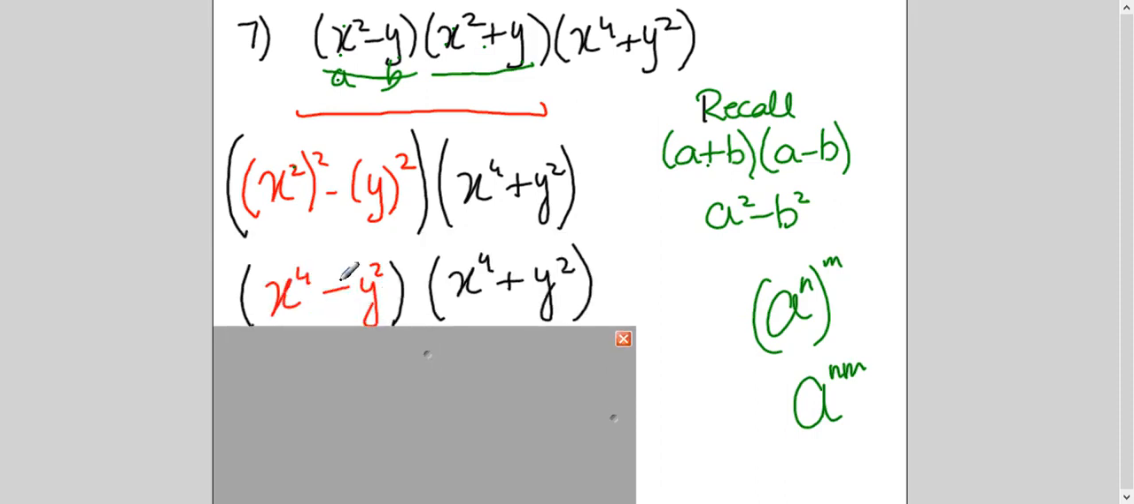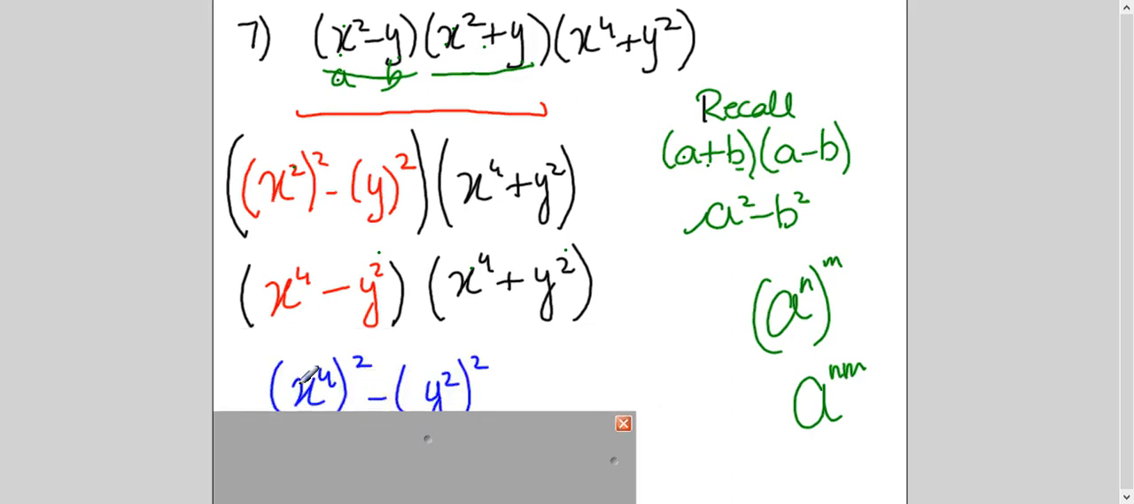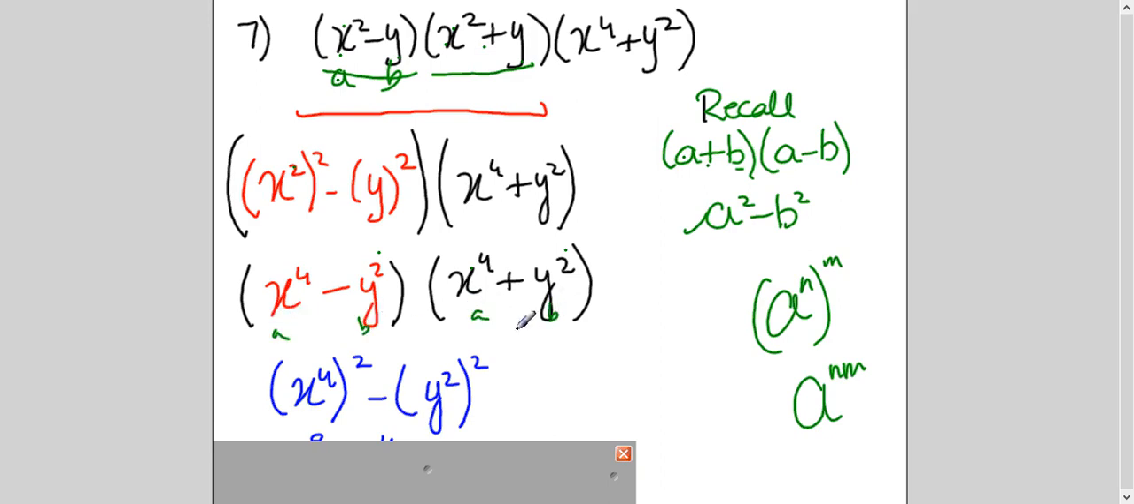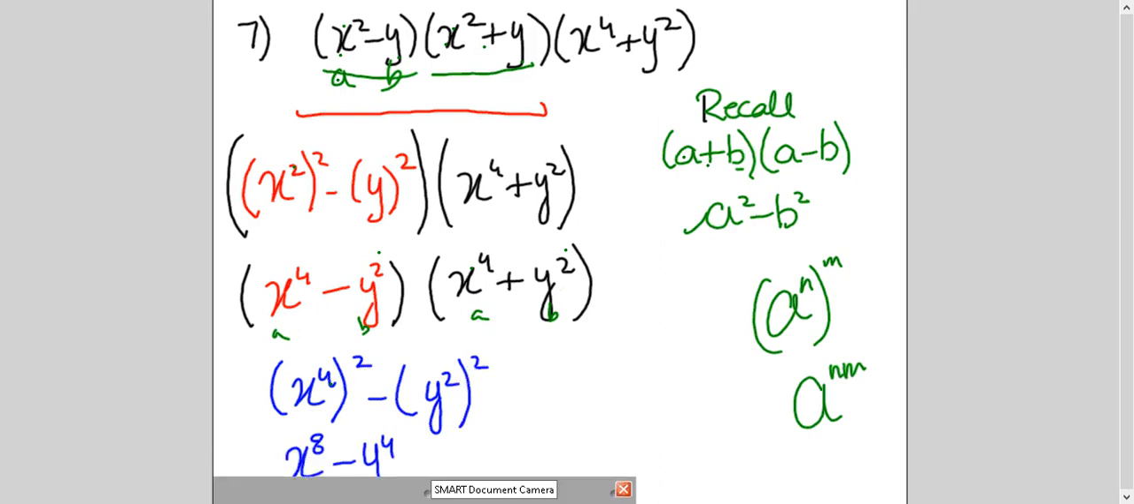Now if you look at this red and black, again it is reminding you of this thing. See, this term and this term is same, like here A, A. This term and this term is same, like here B, B. And the sign is of difference. So again I can apply this. So it will become this whole square minus this whole square, right? Because this is now my A and this is now my B. Again 4 times 2 is 8, 2 times 2 is 4, and I will get my simplified expanded form.